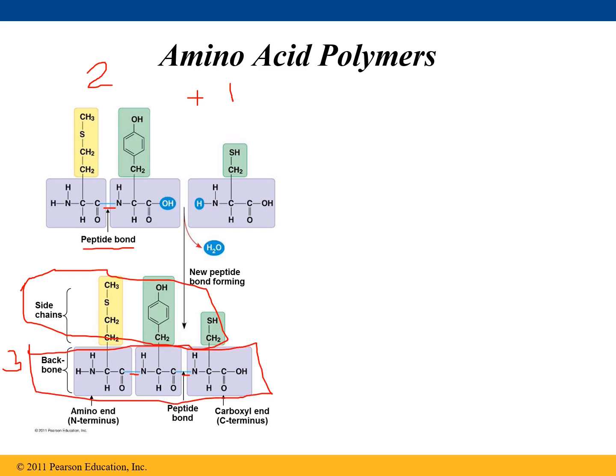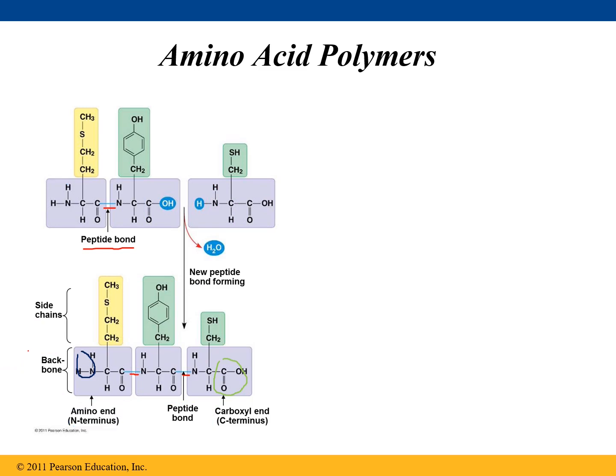Another important thing that I want you to remember, and I'm going to put it in a different color, is that you're always going to have on one side an amino end. So here there is an amino end, here there is an amino end, here there is an amino end. And now in green, I'm going to show you that there is always a carboxyl end. So here you have a carboxyl end, here you have a carboxyl end, and here you will have a carboxyl end.